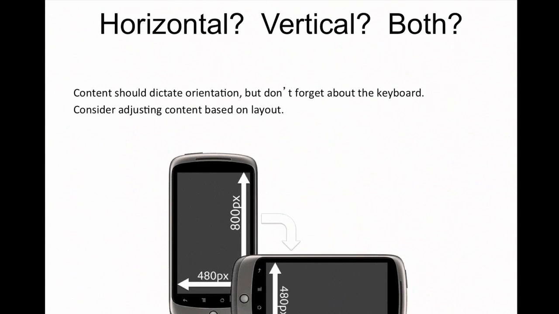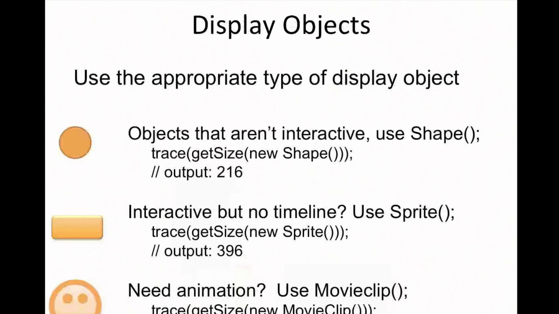We also need to talk about display objects. So don't necessarily, I'm getting my beach ball here, always use a movie clip. If it's interactive, no timeline, use a sprite. If you need animation, use a movie clip. If they're not interactive, use a shape. We have all this capability. They definitely, as you can see, have impact on memory, and memory is something you need to be considerate of. So a shape object is only 16 bytes, a movie clip is 416. That can add up really fast.